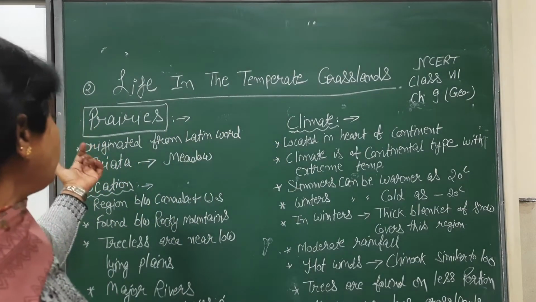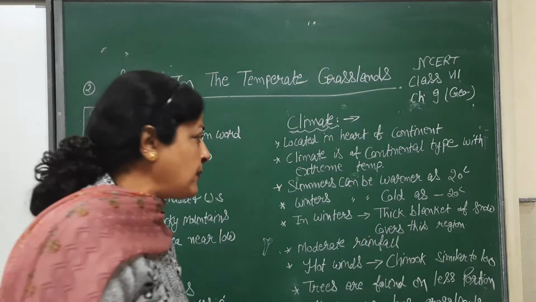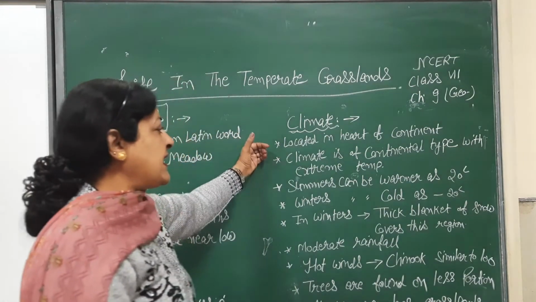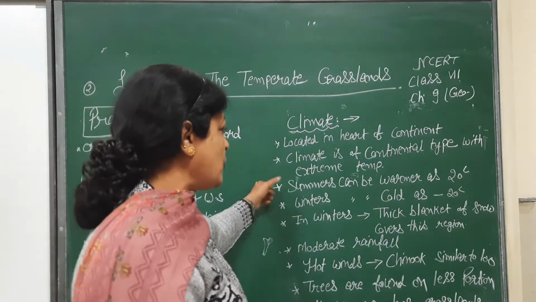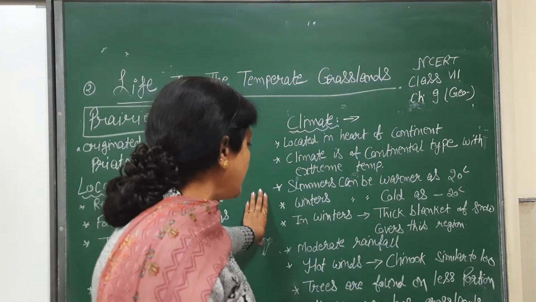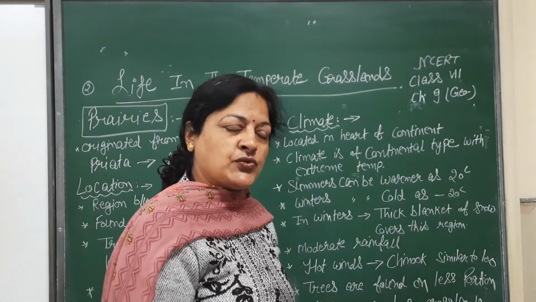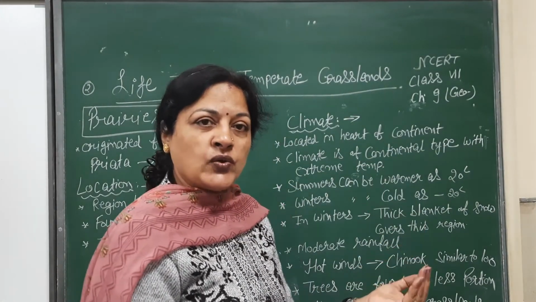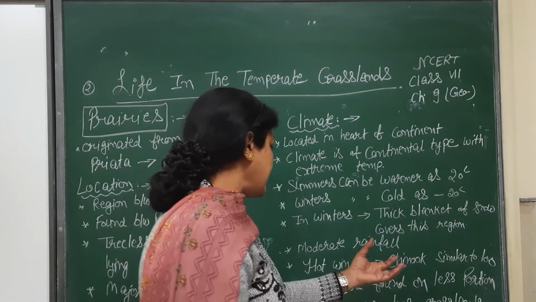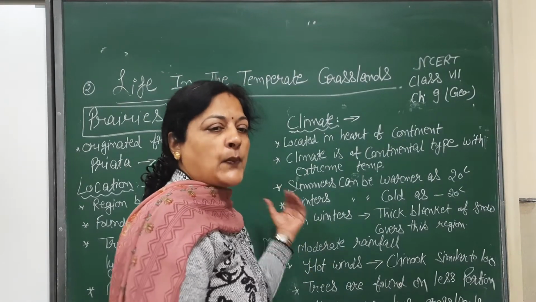So we have seen that the prairies are treeless areas near low-lying plains, located in the heart of the continent. Summers are warm, and in winters the cold is too much. The hot winds that blow in this area are known as Chinook, similar to the Loo in the northern plains. Very few trees are found here, and the major area has grasslands.